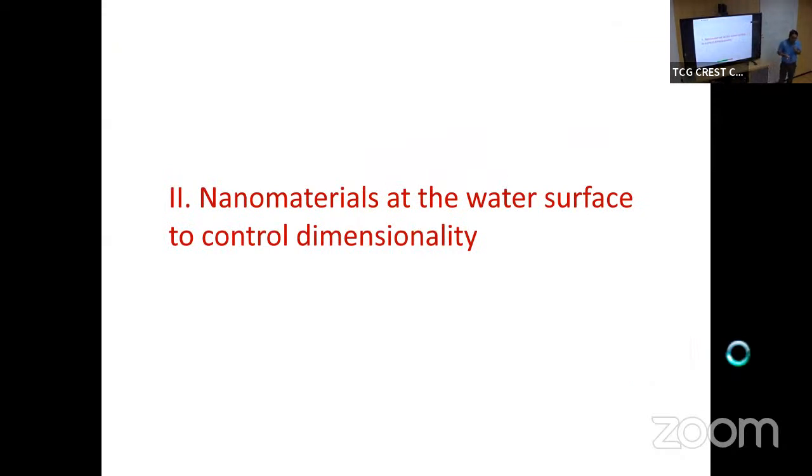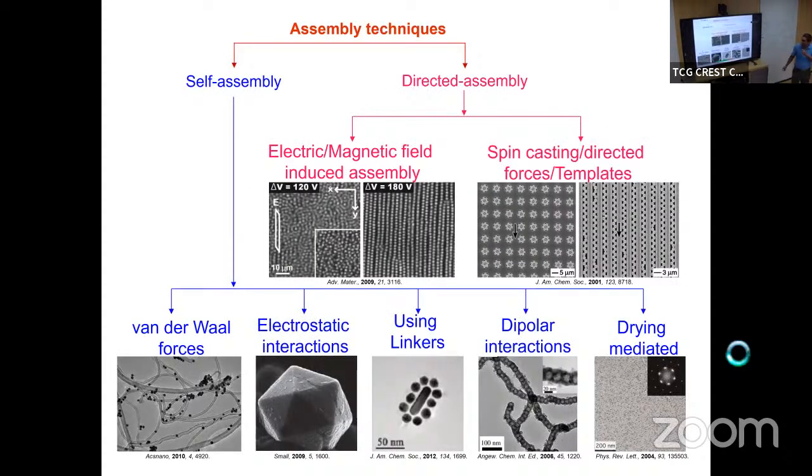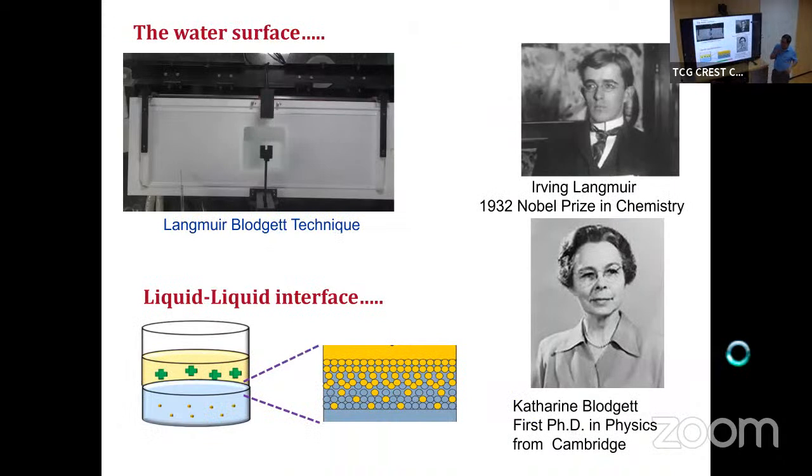So, story 2: nanomaterials at the water surface. Indeed, we have invented this technique. There are several assembly techniques, right? One is spontaneous assembly, the self-assembly. The other one is directed assembly, where an external force is required. In self-assembly, you have different categories. It may be driven by van der Waals forces, electrostatic interaction, using linkers, dipolar interaction, or drive-mediated assembly. All these things can happen. For directed assembly, you need some external force like electric field, magnetic field, spin casting, or the use of templates. But one technique which was invented a long time back, in 1932, is explored very little for nanomaterial assemblies.